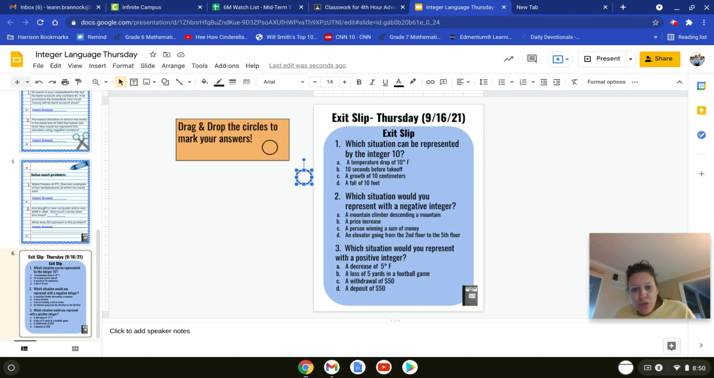Which situation would you represent with a negative integer? Again, which one would you represent with a negative number? Then you would go thinking about the terms, using that language. Go back to the other weeks or other days this week if you need to, and you just drag a circle, and then you drag this circle. Which would you represent with a positive integer, positive number? This one I'm looking for a negative number. This one I'm looking for a positive number. And then you decide on this one, 10, is that positive or negative?